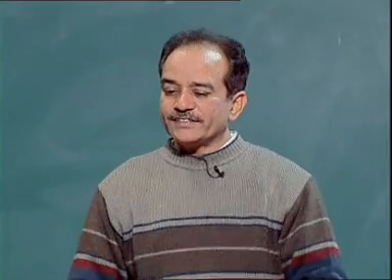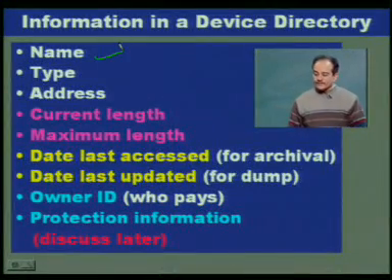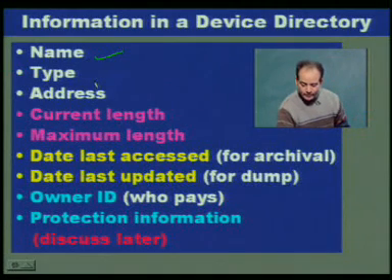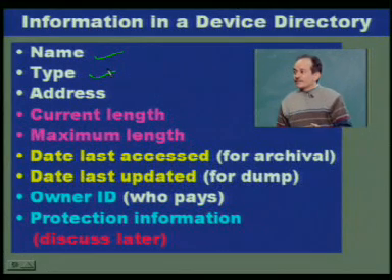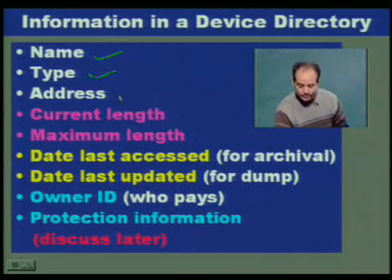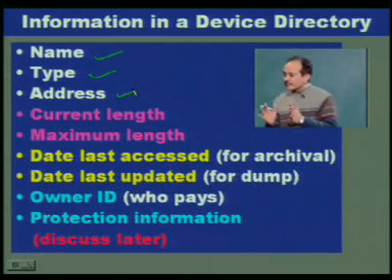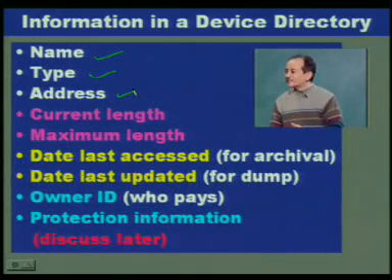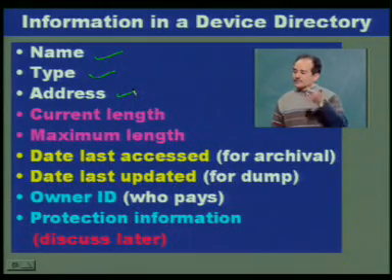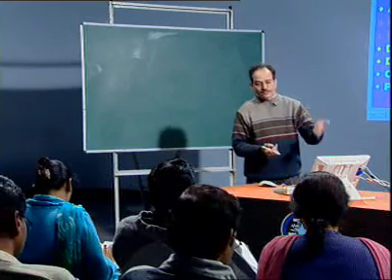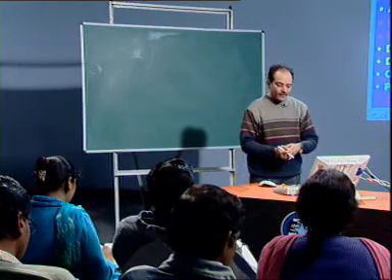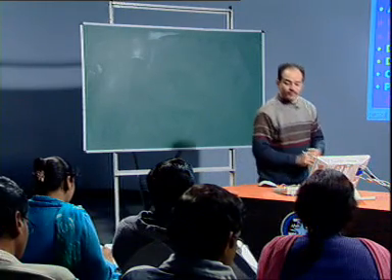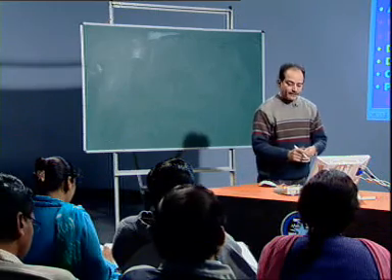Now, what sort of information is kept in a directory? You just keep the name of the file, then the type: what is the type of this particular file, whether it is a sequential file, random file, what sort of file mechanism is there. Then the address: starting from which address to which address this file has been stored. Because obviously on a hard disk, let us say my file starts with the 20th block and goes up to the 30th block. That is the address. And then the current length, and the maximum length.